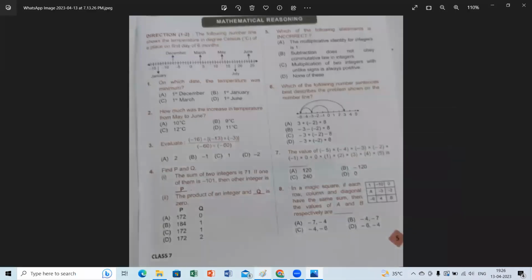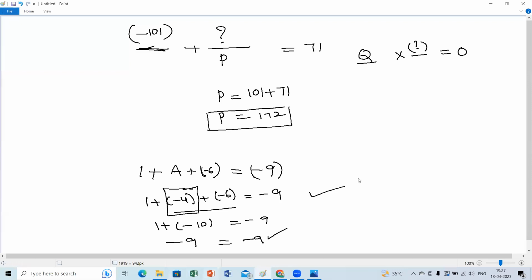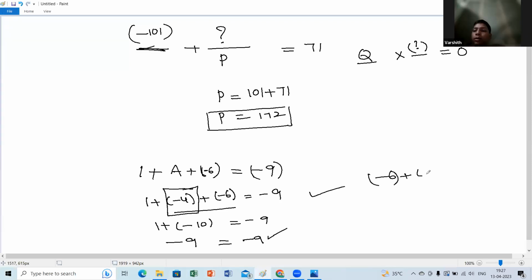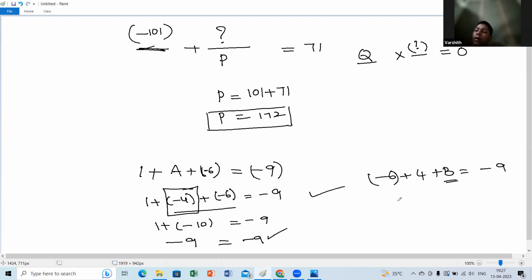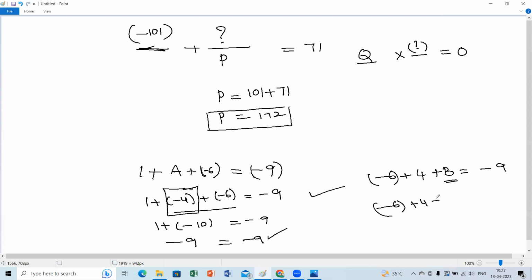What about the value of B? So how can you take minus 6 plus 4 plus B is equal to minus 9? Minus 6 plus 4, B is equal to minus 9. First, we should do minus 6 plus 4. Now, B plus what number? Ma'am, B plus minus 6. Ma'am, minus 9, I think. What, ma'am? Minus 7. Very good. Let me check: minus 4 minus 7 is minus 11, minus 2 is minus 13. Yes, absolutely correct, Varshit. B is minus 7.